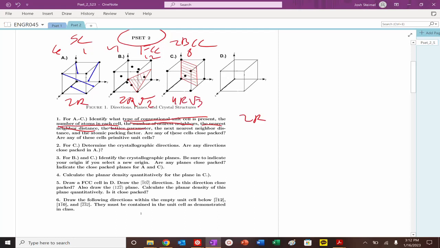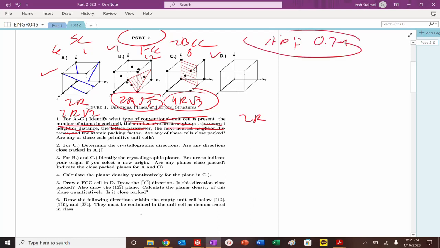Next nearest neighbor distance. So the next nearest neighbor distance for here is 2r square root 2. This is my next nearest neighbor distance. This is my next nearest neighbor distance as well. Atomic packing factor. Not close packed, not close packed. That APF is about 0.74, and we've done that from our notes. Are any of these cells primitive? A is primitive. Got it.